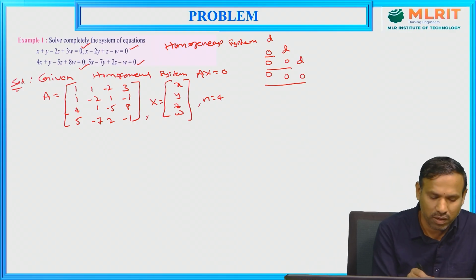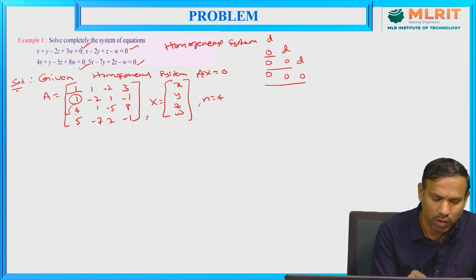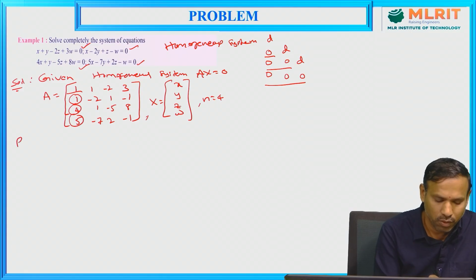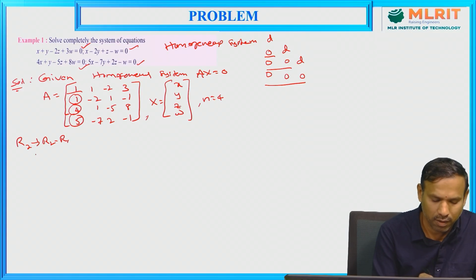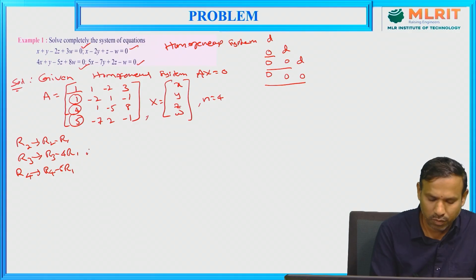Now first, using R1, make the R2 element 0, R3 element 0, R4 element 0. Right. R2 implies R2 minus R1. R3 implies R3 minus 4R1. R4 implies R4 minus 5R1. So A is equivalent to, first row 1, 1, minus 2, 3.